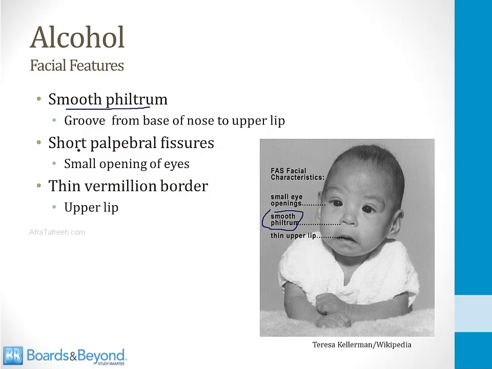In addition, these babies have short palpebral fissures. The palpebral fissures are the openings of the eyes, and these babies have a small opening of the eyes. And then finally, there's a thin vermilion border. The vermilion border is the upper lip, and the upper lip in this baby on the screen, you can see, is very thin and narrow.